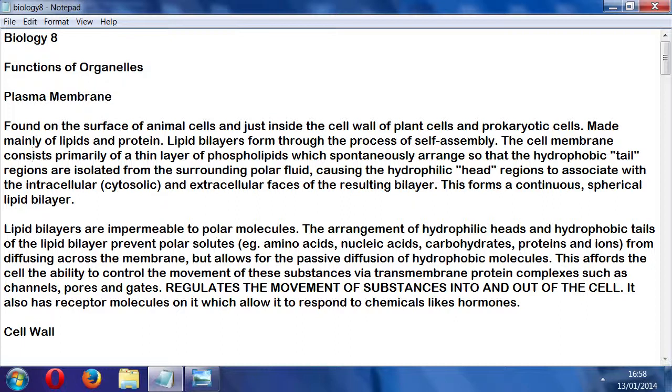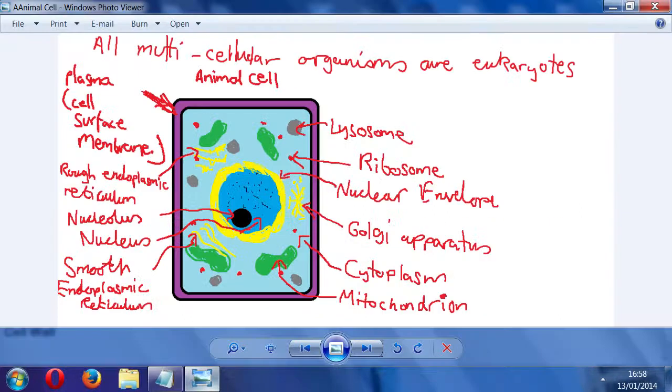So for each of the organelles, I've done this little bit in capital letters as well, just to try to choose what I thought was the most important thing. So it's got a lipid bilayer. So let's have a look. See, we've got some pictures. Here's my picture first of all.